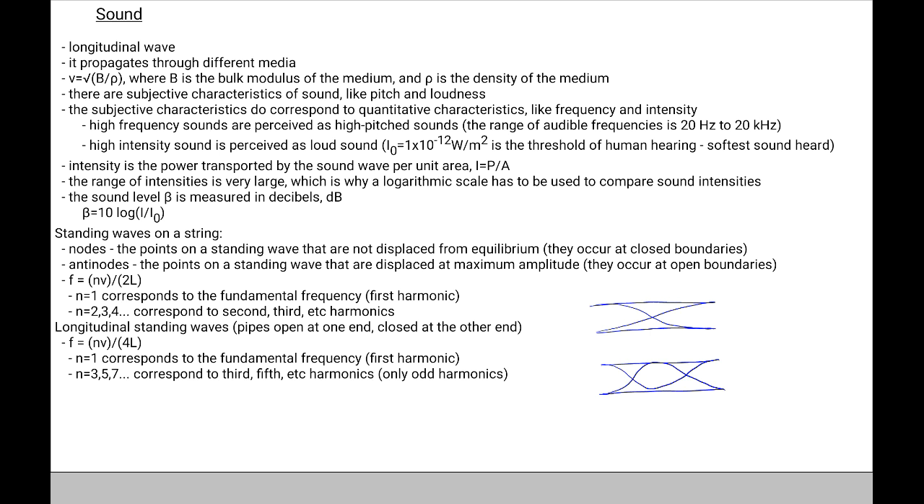So what we have in this situation is L is equal to lambda over 2. L is equal to 2 lambda over 2. And we end up with the same equation we had for standing waves on a string. So if we have a pipe open at both ends or a standing wave on a string, we get the same types of frequencies for these two situations.